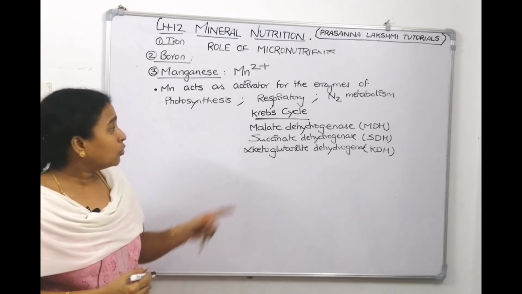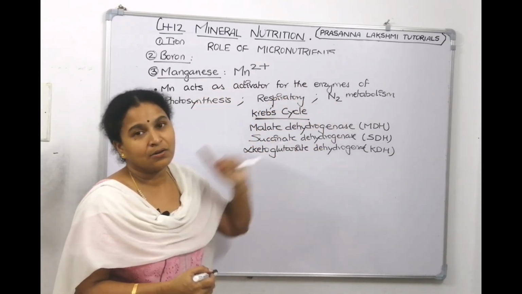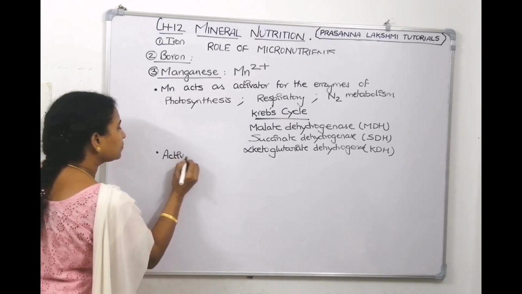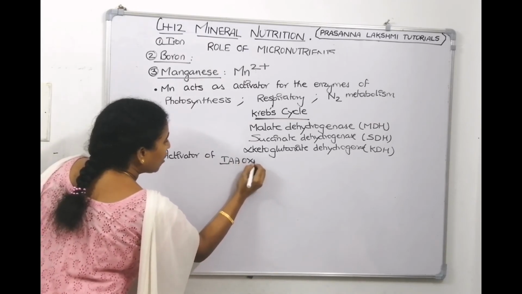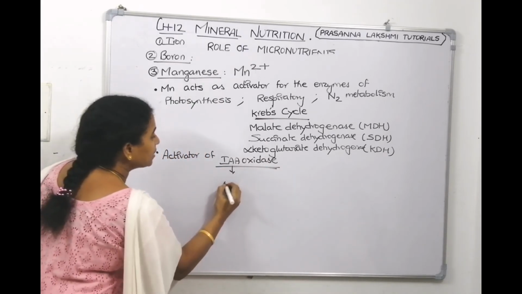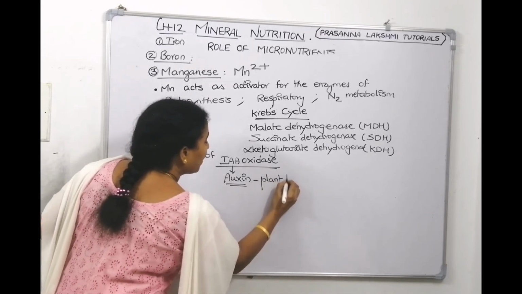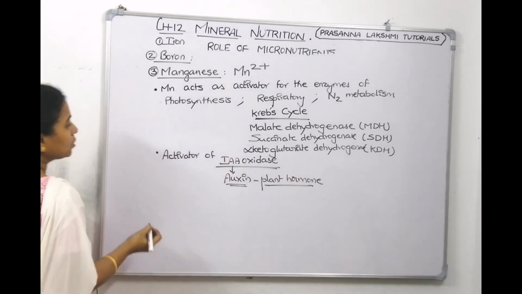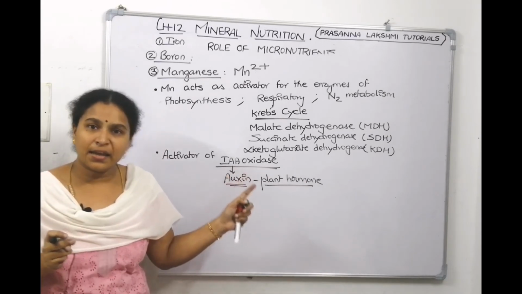Understood? Now, not only photosynthesis enzymes, not only respiratory enzymes, not only nitrogen metabolism enzymes, manganese is also an activator for IAA oxidase. What is IAA? Indole acetic acid. What is indole acetic acid? It is auxin. What is auxin? It is a plant hormone. So related to plant hormone also, manganese has a role. Manganese acts as an activator for IAA oxidase.